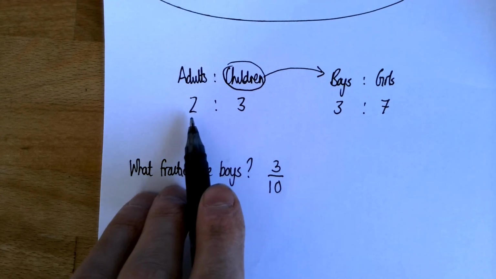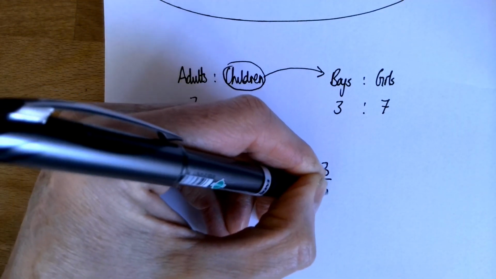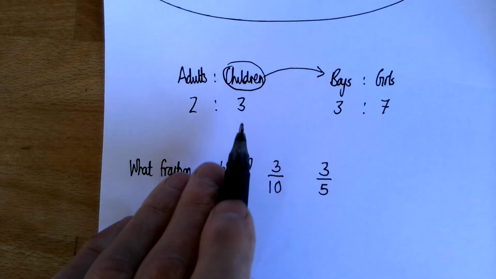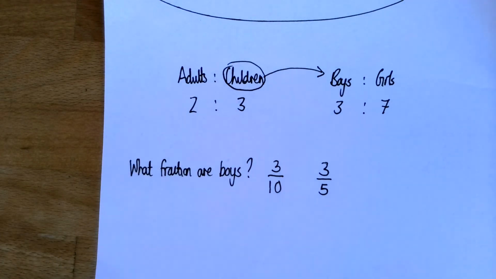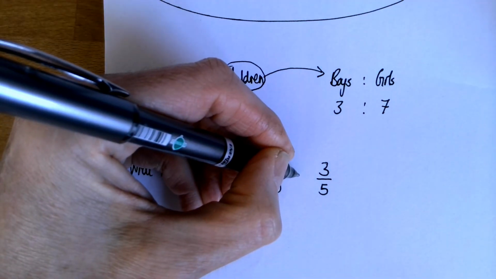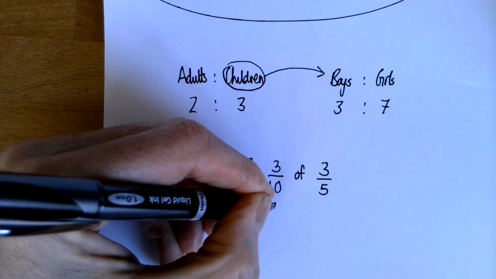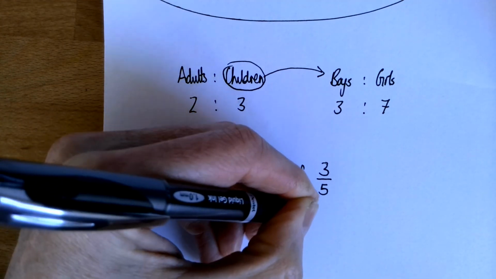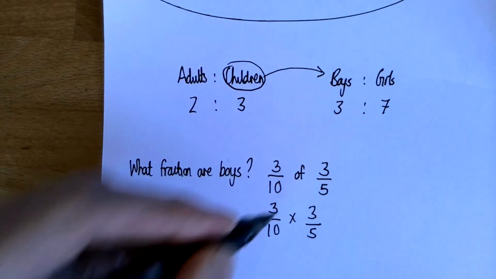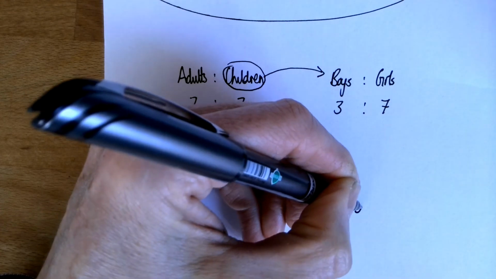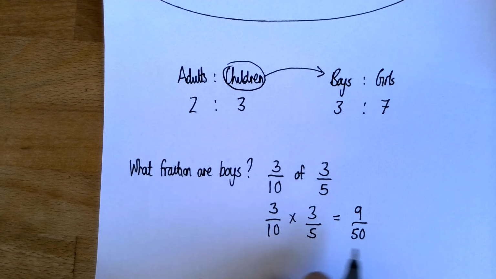But look at this ratio. Children are 3/5 of the total number of people, aren't they? So children, 3 parts, adults, 2 parts, 5 parts altogether. So the answer to the question, what fraction are boys, is 3/10 of 3/5. And we do that sum by multiplying. Quick check for cross-cancelling. Can't do it. So that's 9/50. Multiplying fractions is easy. 3 times 3, 10 times 5.